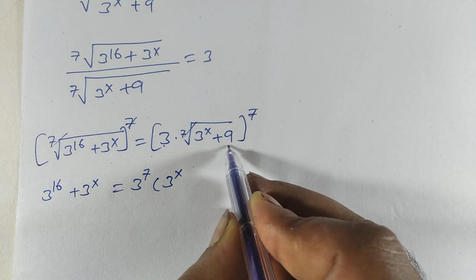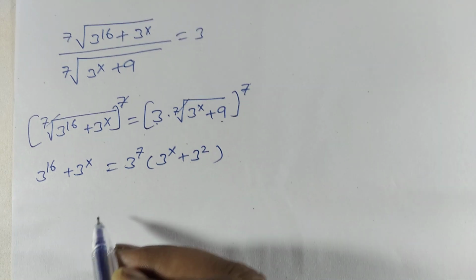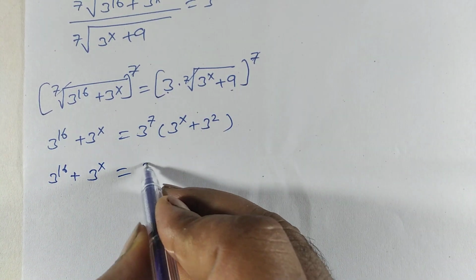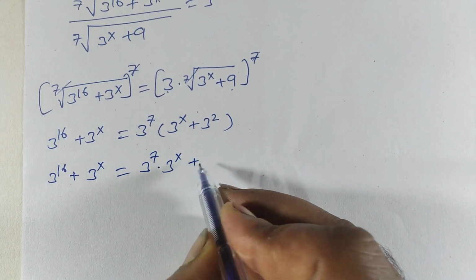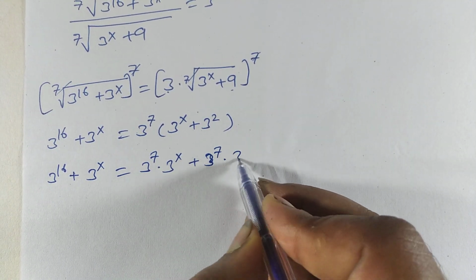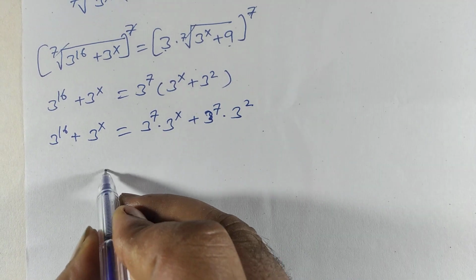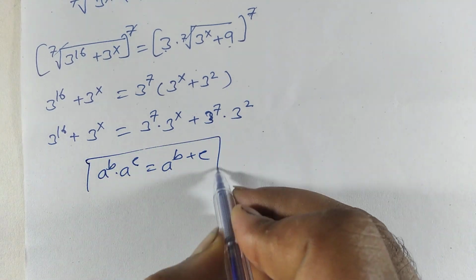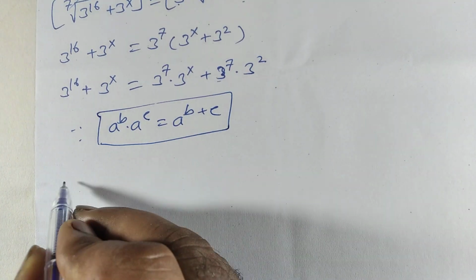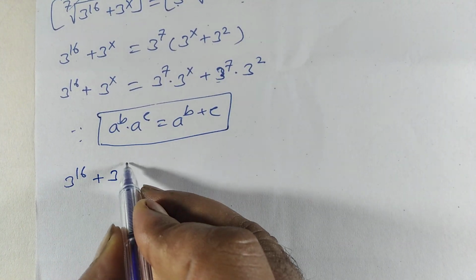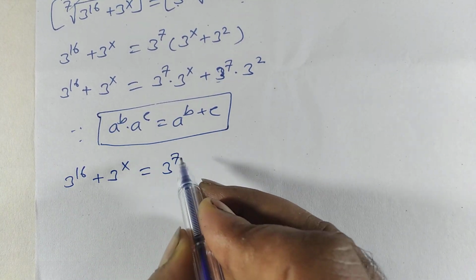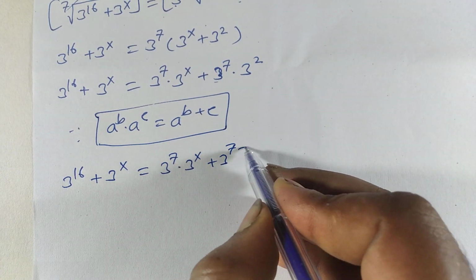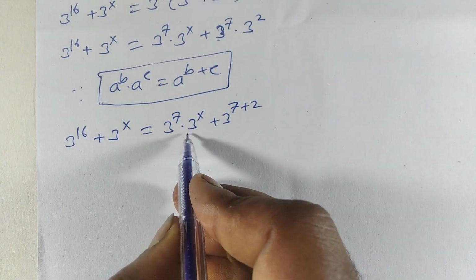This 9 can be written as 3 square. So 3 to the power 16 plus 3 to the power x is equal to 3 to the power 7 times 3 to the power x plus 3 to the power 7 times 3 square. We know that a to the power b times a to the power c is equal to a to the power b plus c. Applying this law, 3 to the power 16 plus 3 to the power x is equal to 3 to the power 7 times 3 to the power x plus 3 to the power 7 plus 2.